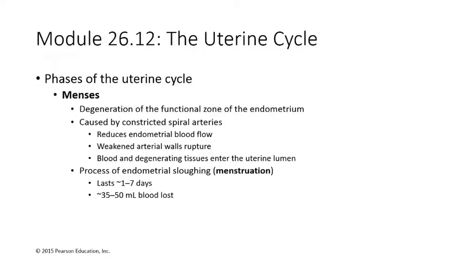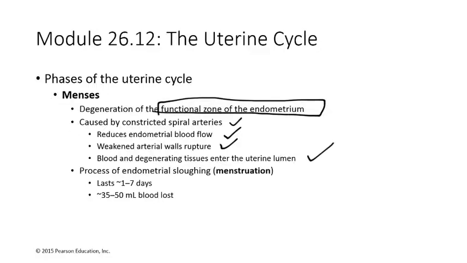So let's look at the phases of the uterine cycle. We'll start off with the bleeding cycle, the menses. This is the degeneration of that functional zone, including those spiral arteries. So this is going to cause a constriction of the spiral arteries. There's going to be reduced endometrial blood flow. It's going to weaken the arterial walls, and now blood will be leaving through those weakened, ruptured arterial walls. This endometrial sloughing or menstruation will last between 1 and 7 days, and there'll be about 35 to 50 mils of blood lost during this period.